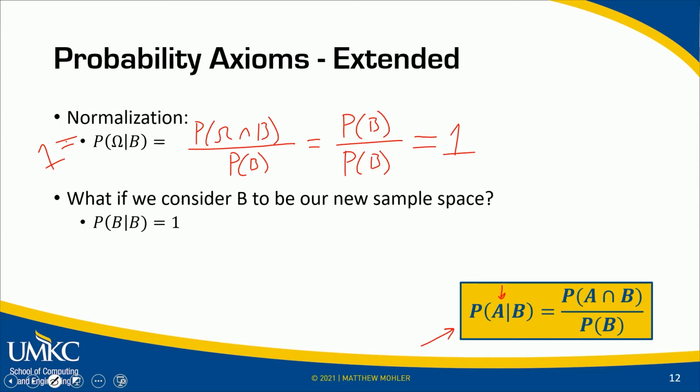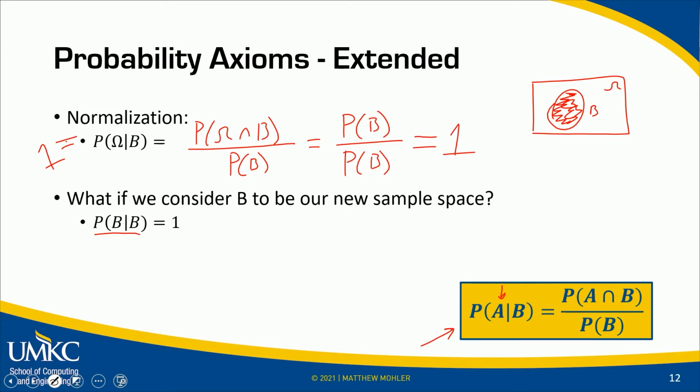Now, the question becomes, what if we decide that B is just our sample space? Does that work if we replace omega with B? And you would think, well, sure, it does, right? You have some area that is omega, and then you have some event that is B. Well, can I just make my sample space now this area here whenever I'm trying to figure out my conditional probabilities? So for that to be true, we have to say that the probability of B conditioned on B must be equal to 1.